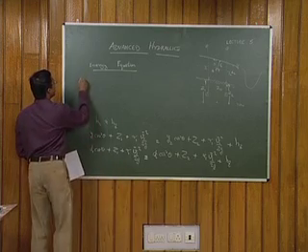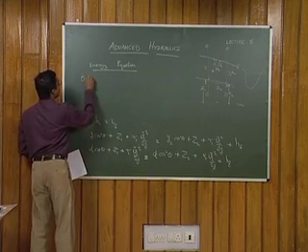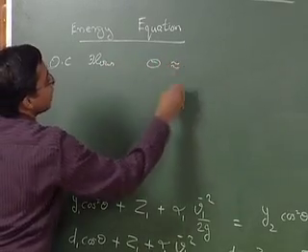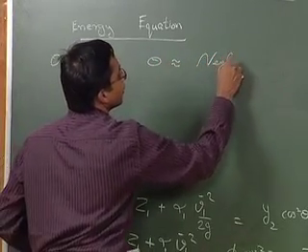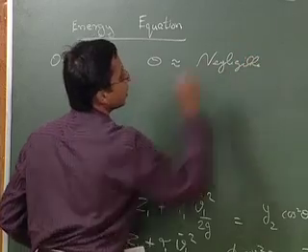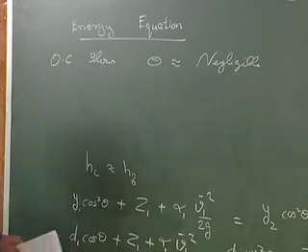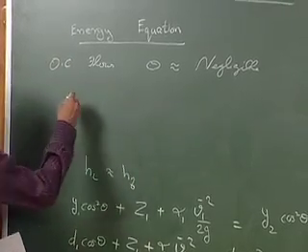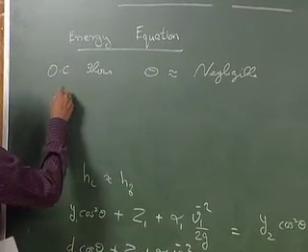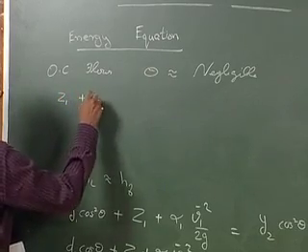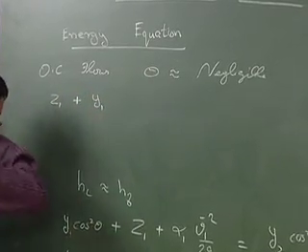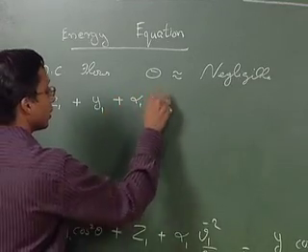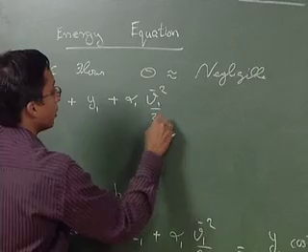In most of the open channel flows, your theta is negligible. In most of the cases, theta is negligible. This equation then subsequently becomes z1 plus y1 plus alpha 1 v1 squared by 2g.